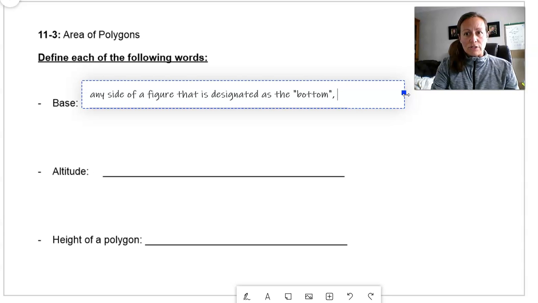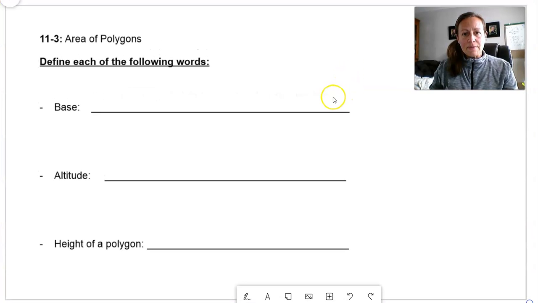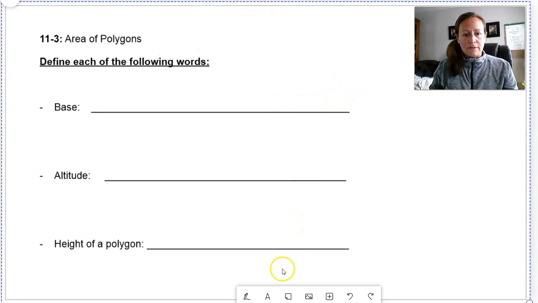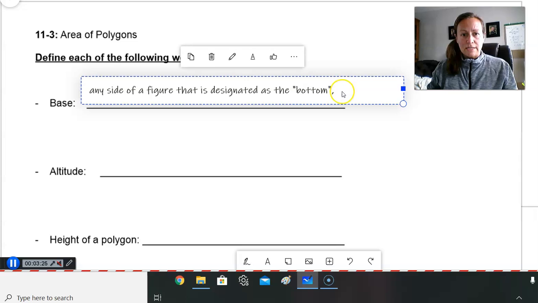But here's a little more technical information about that. How does it become the bottom of the figure? Where did my typing go? Hold on. Okay, so more detail on this.